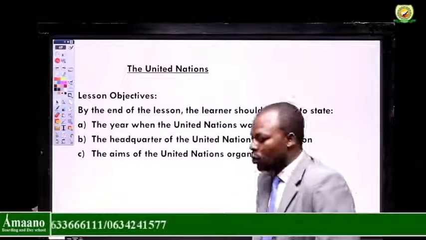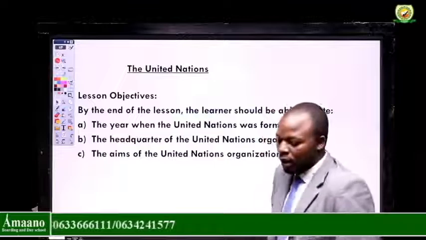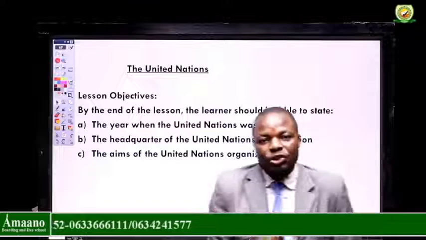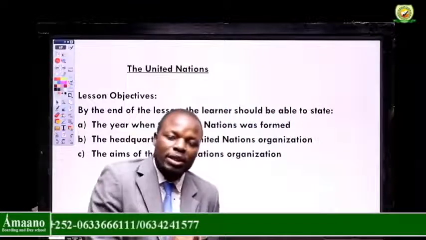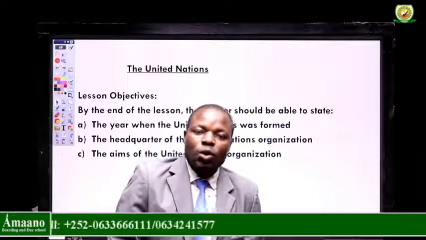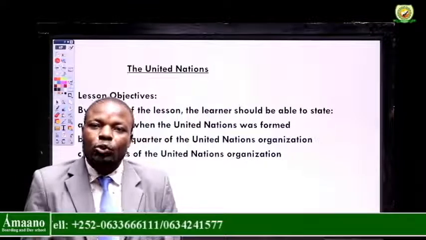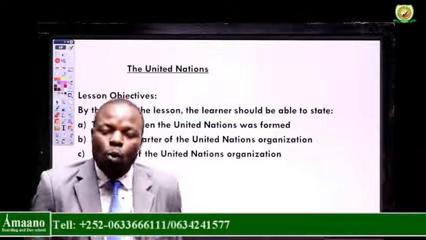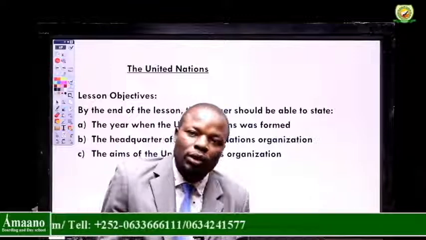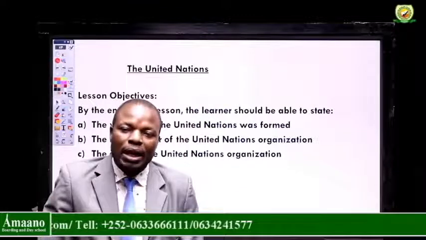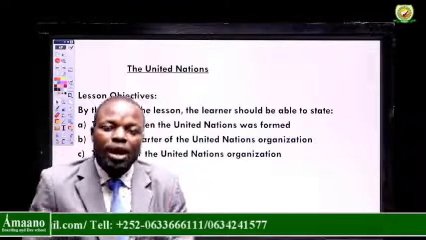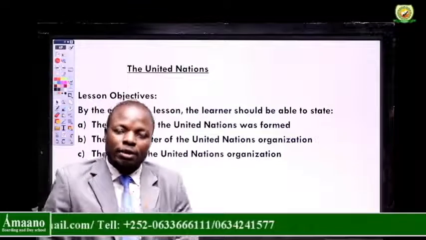Now, during that year, when the Second World War was to end, countries had experienced a lot of damage. Europe, Africa, Asia, and even America. So there was need for countries to come together to stop another war, another world war. And that means that they formed an organization, a big organization, a big group. This organization was referred to as the United Nations Organization.